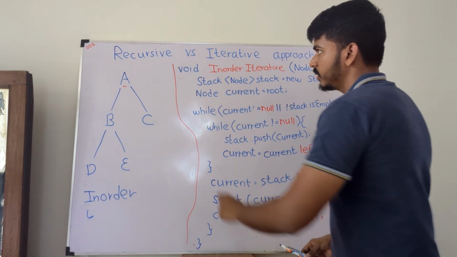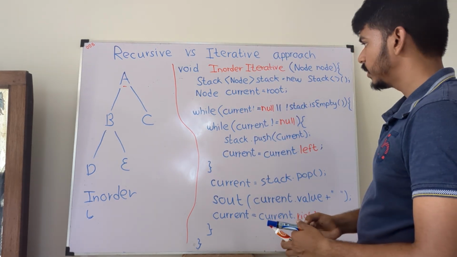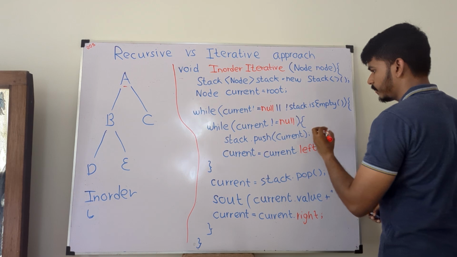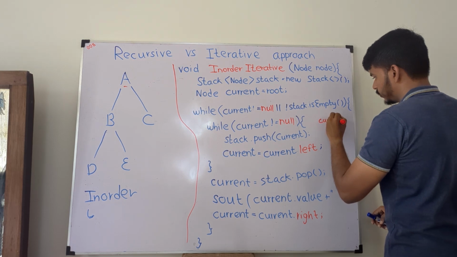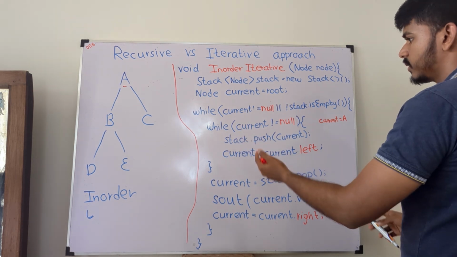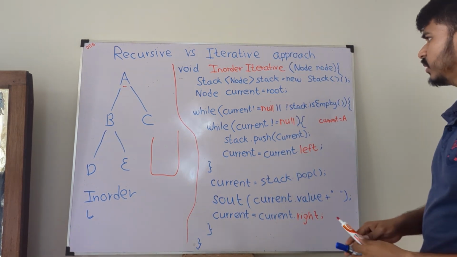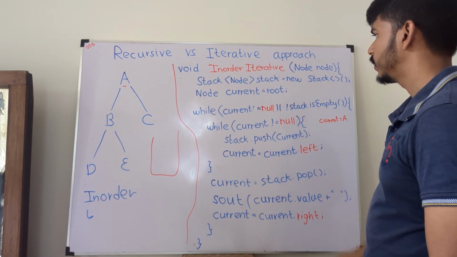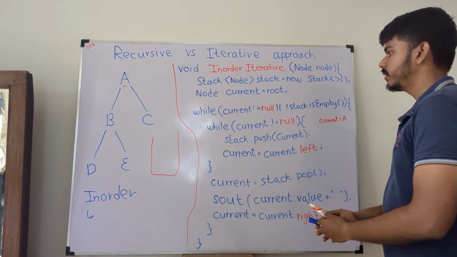So we will look at this tree. Here current equals root, so right now the current value is A. I'm going to write the current value here for now. The stack is empty for now because there are no elements in it. Now while current not equals null or the stack is not empty, this is going to continue. The stack is empty, but there is a current value which is A, so it is going to go into the inner loop.